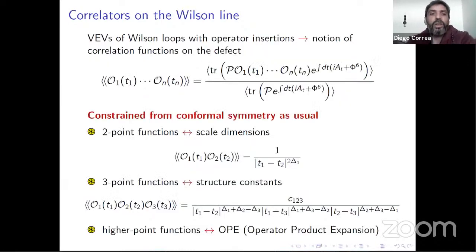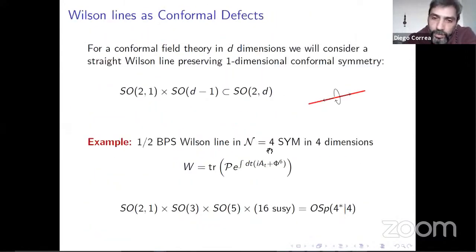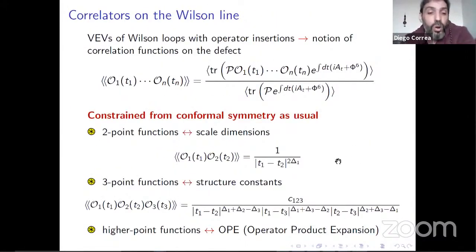Since we would like to consider excitations and correlators of excitations on this line, we need a notion of what a correlation between excitations is for these Wilson lines, and that's very simple. We can get the notion of correlation functions by exciting the Wilson loop, inserting N=4 super Yang-Mills operators along the line and computing the expectation value of this. So this is our definition of correlation functions on the line. And of course, if the theory is conformal, as usual, this is restricted by the symmetry in the usual way. The 2-point correlation function is just encoding the spectrum of scale dimensions. The 3-point correlations are just giving the structure constants, and you could go and compute higher-point correlation functions using an operator product expansion.